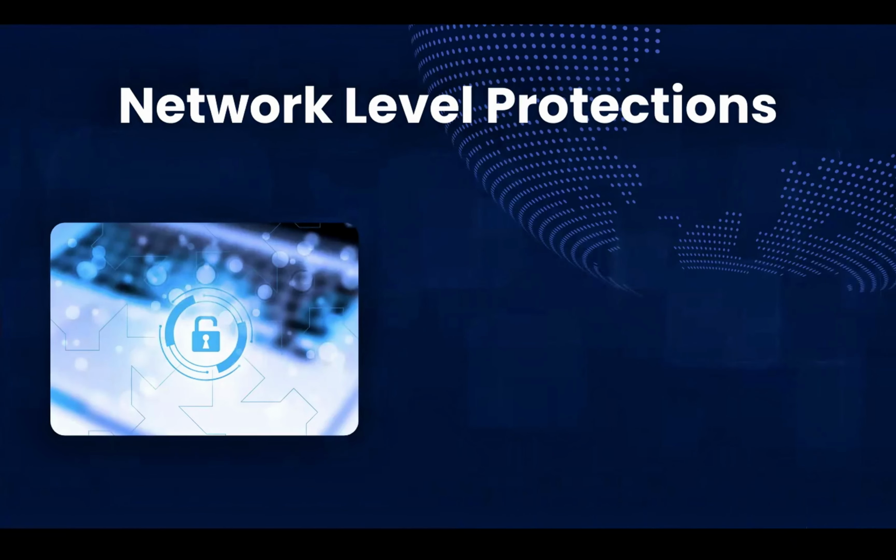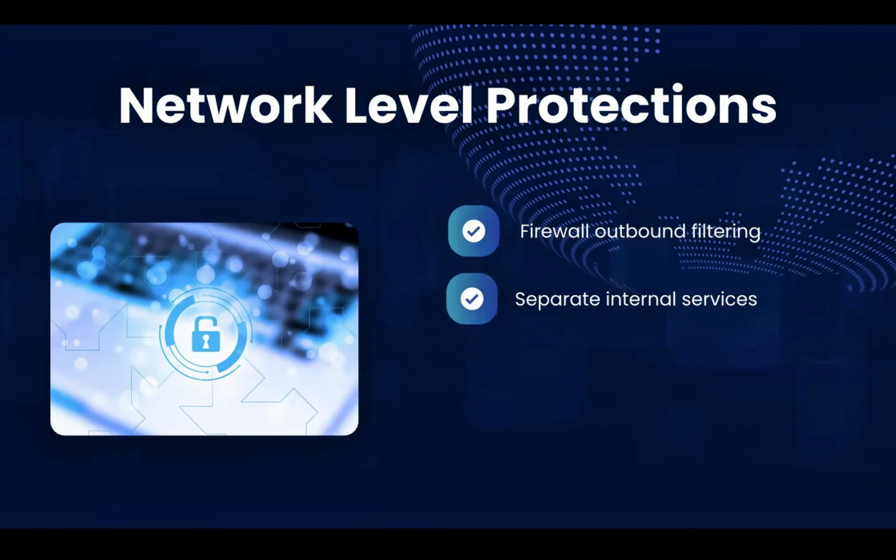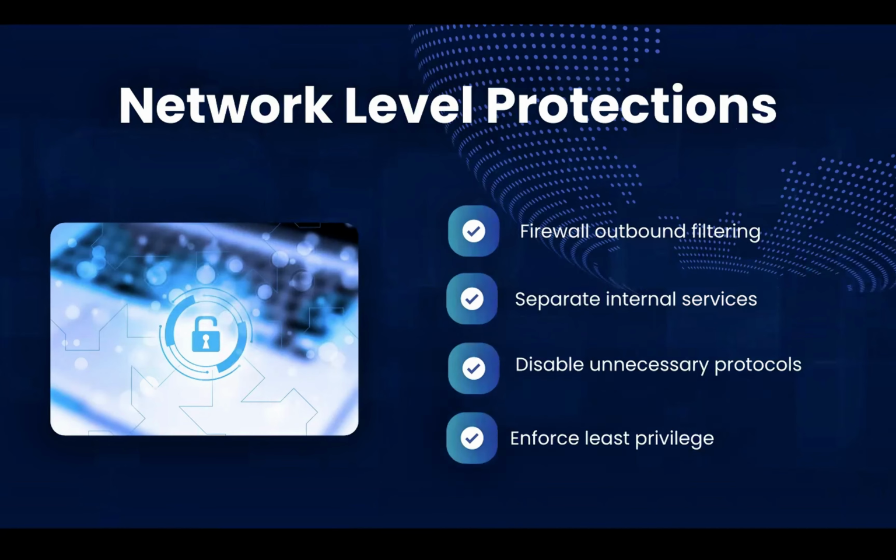Now, let's consider network level protections. Infrastructure matters, and that is why we need to protect our network. And to protect our network, we must apply firewall rules for outbound filtering. We must segment internal services. We must disable unnecessary protocols. And we must enforce least privilege on services and instances. And all of this will help us because even if the application fails, the network can limit the damage.